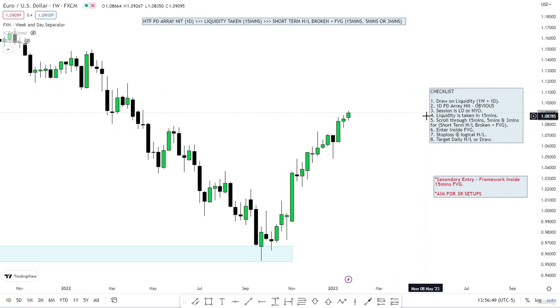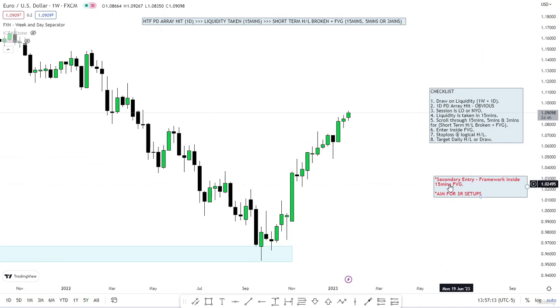So once you see liquidity being taken out, you scroll down, use the 15, 5 or 3 minutes to look for a short term high or low which is broken depending on the direction, plus a fair value gap. And then you will take your entry into the fair value gap, place your stop loss at a logical high or low depending on how the structure looks. Then you target the daily high or low or the drawn liquidity.